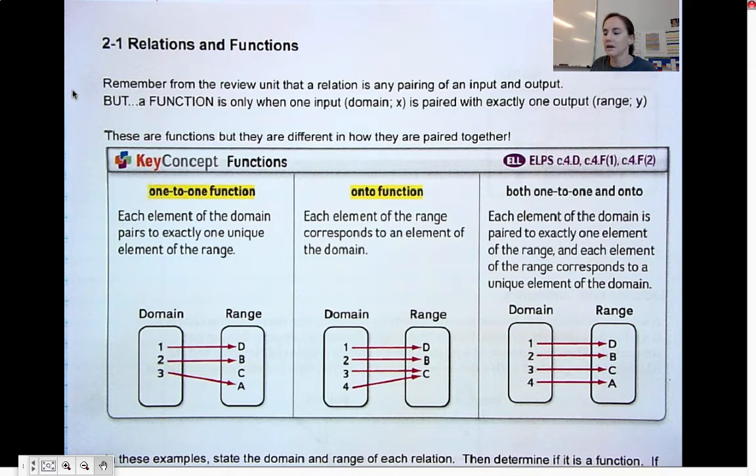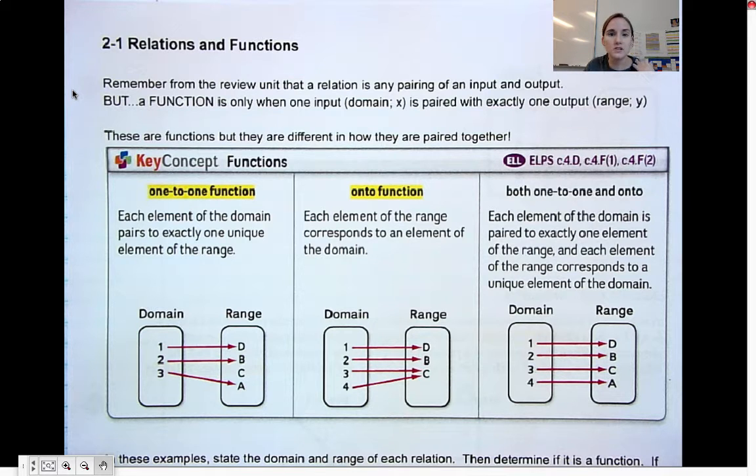Hi guys, this is the start of chapter 2, lesson 1. It's relations and functions. And if you remember, we started talking about this in the review unit. So this shouldn't be all brand new, but some of the information will be new. To start out with, you need to remember what a relation is and what a function is.